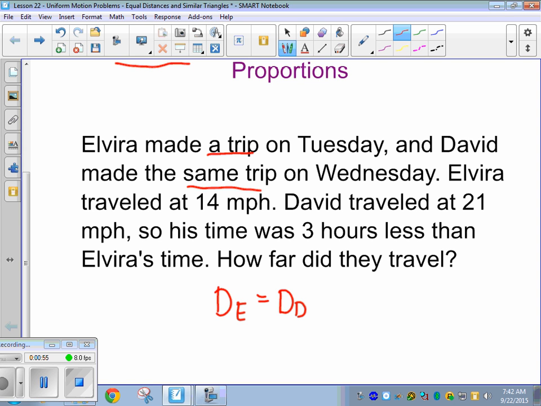Then it says Elvira traveled at 14 miles per hour, so that is a rate. David traveled at 21 miles per hour, that's a rate. And so his time was 3 hours less than Elvira's time. How far did they travel?